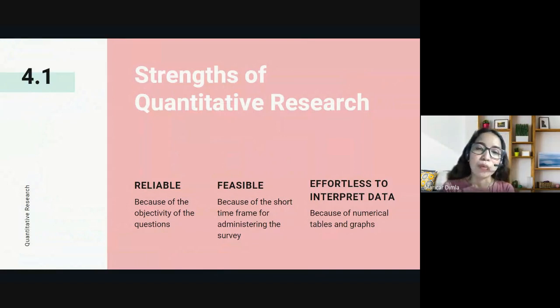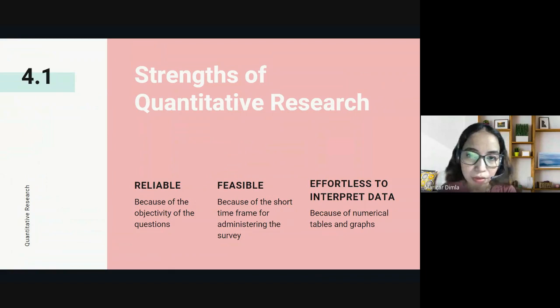wherein one of the strengths of a quantitative research is it's reliable. Reliable because of the objectivity of the questions, diba? Since you are observing and utilizing a standardized instrument, meaning to say, the questions and even the answers are already fixed. So your function now as a researcher is to simply gather data from your respondents and see to it that they are going to answer it appropriately and honestly. Diba? As simple as that.